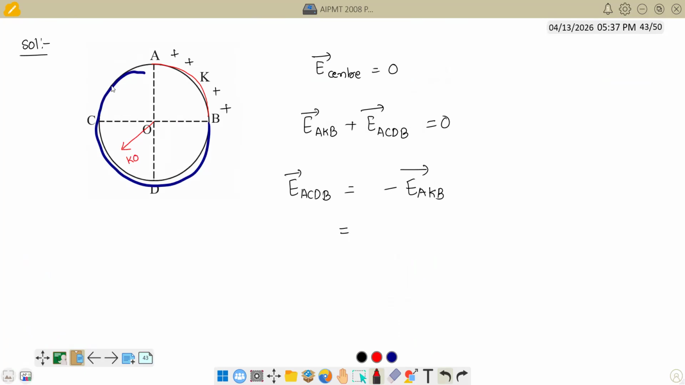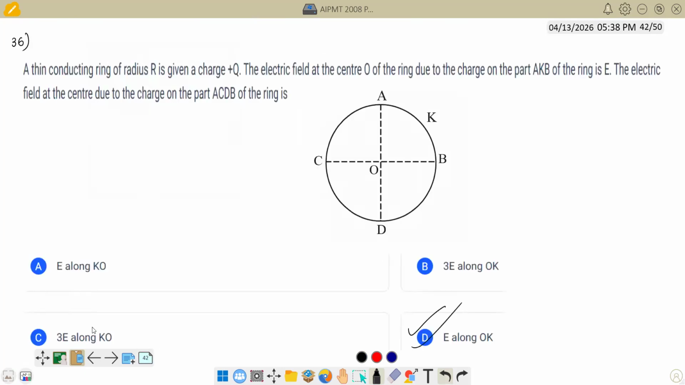Now, in which direction must ACDB apply the force? ACDB must apply the force in this direction with exactly equal magnitude. So it is simply E only, but along the OK direction. It means it must act opposite to whatever the AKB part is applying. So the answer should be E along OK. This will be the answer for this.